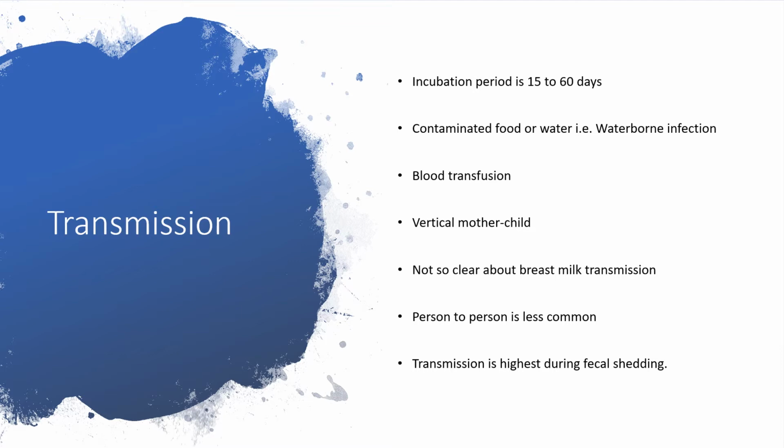Transmission. The incubation period for hepatitis E virus is between 15 to 60 days. Contaminated food or water will be the major source of transmission. In other words, it is a waterborne infection. It could also be transmitted via blood transfusion. Vertical transmission from mother to child in pregnancy or during birth is possible. It is not so clear about breast milk transmission, and person-to-person transmission is less common, but that is not completely ruled out. Transmission is highest during fecal shedding, so fecal-oral transmission.